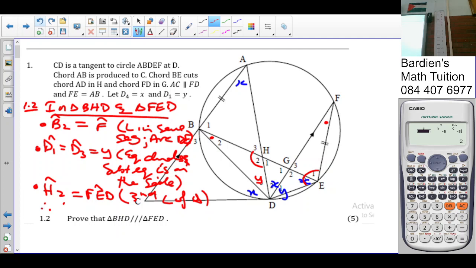So therefore, triangle BHD is similar to triangle FED. So you go B corresponds with F, H corresponds with E, and D corresponds with D. And yes, that is the correct order. Angle, angle, angle. Okay.